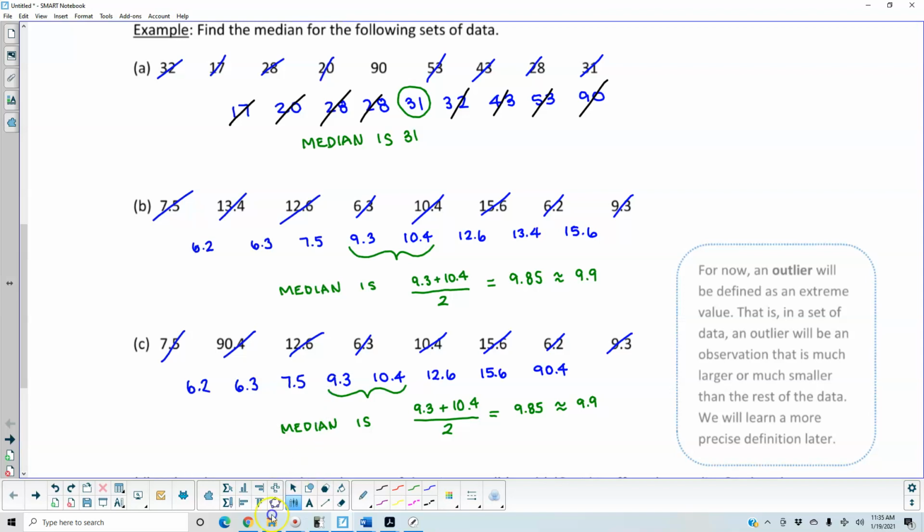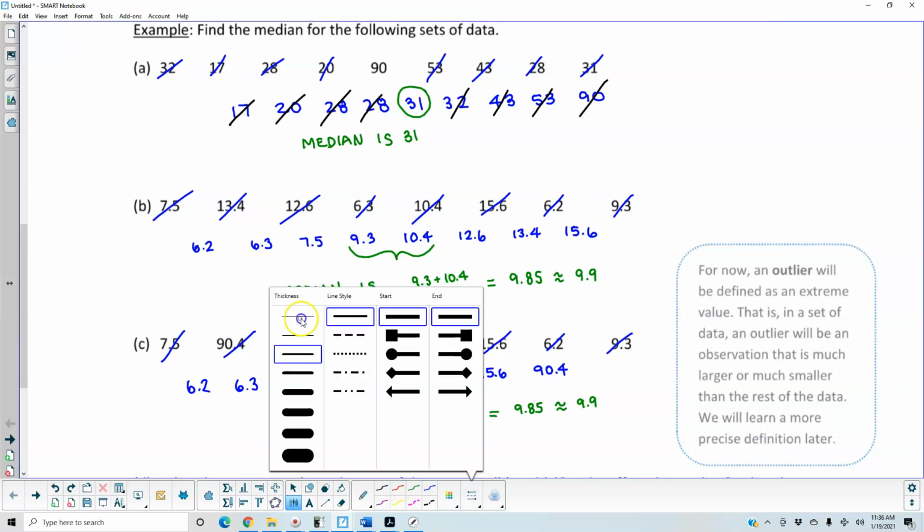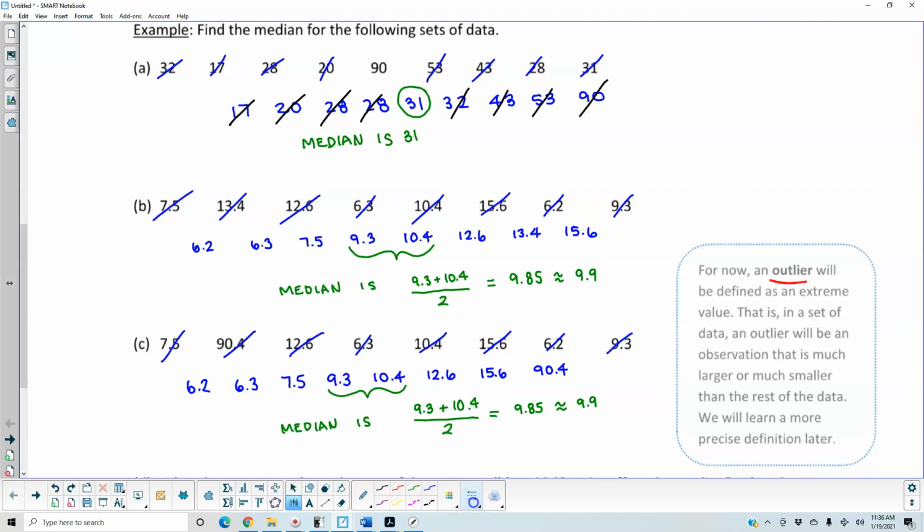Okay, now the one thing we want to look at is the definition of an outlier. For now, an outlier will be defined as an extreme value. That is, in a set of data, an outlier is an observation that is much larger or much smaller than the rest of the data. We will learn more about the precise definition later. So, which one is an outlier in our example? Well, 90.4 would represent the outlier. And if you notice, it replaced the number 13.4 in part B.